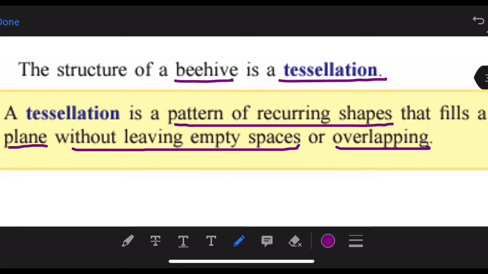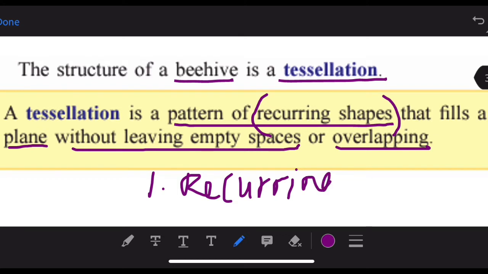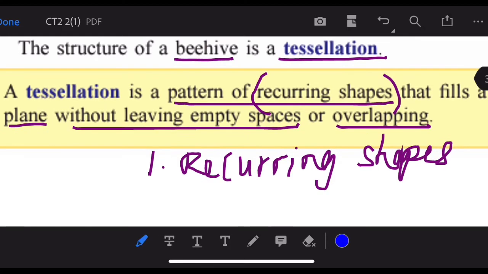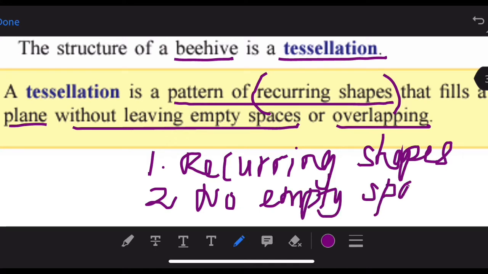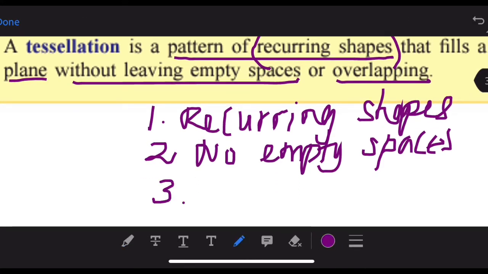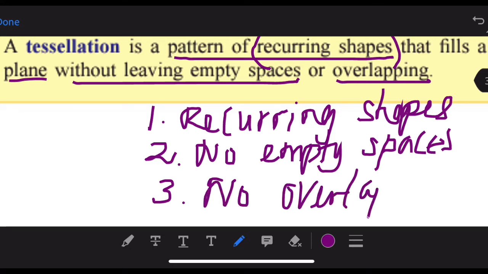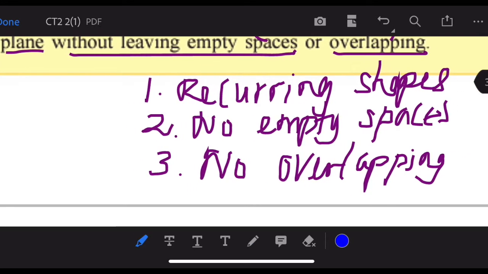So there are three important keywords. Recurring shape. Condition number one, it must recur or repeat. The same shape must repeat. Condition number two, there are no empty spaces. And condition number three is no overlapping. There is no overlapping between each of the shapes, right?